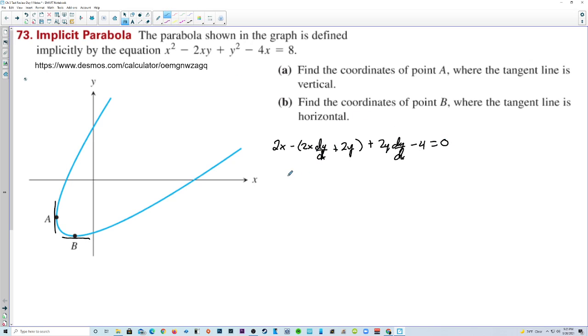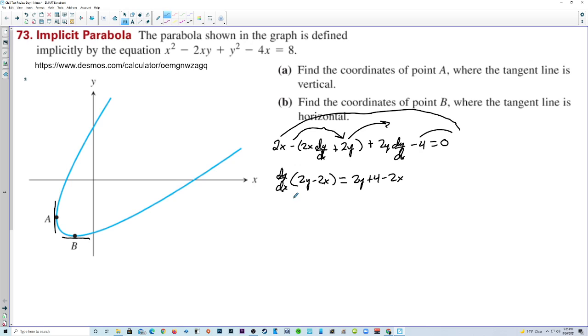Let's factor out a dy/dx. We have dy/dx times 2y minus 2x. Now remember, this is going to be a minus 2y. So let's add 4 over. We'll subtract the 2x, and then this will be minus, so we'll have to add this over. Now this is equal to minus 2y, because remember it'd be minus, plus 4 minus 2x. And then we'll divide by 2y minus 2x.